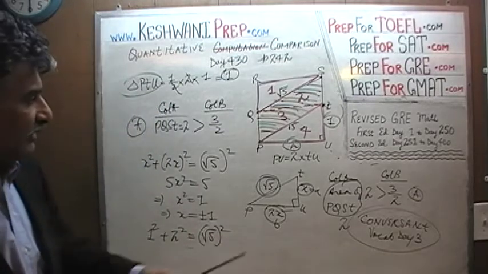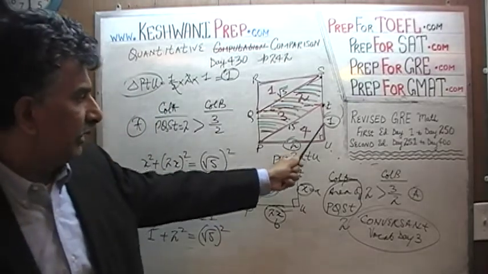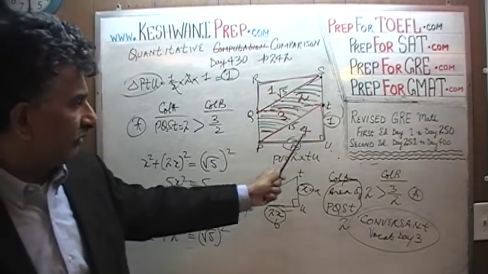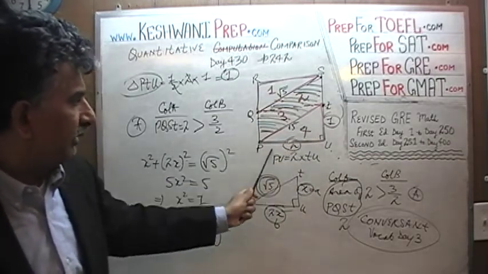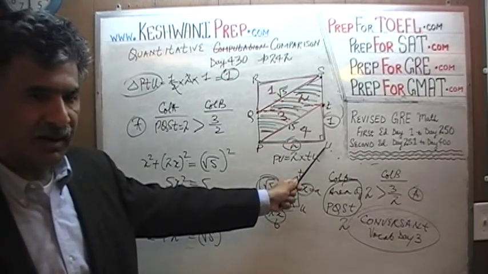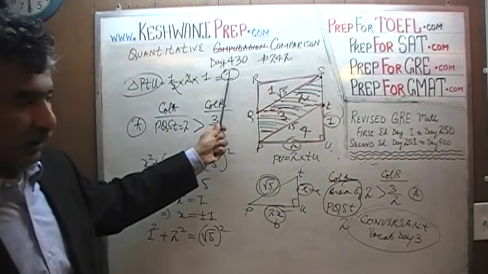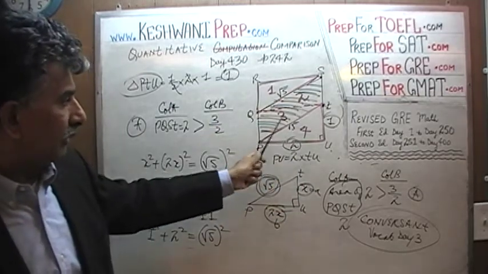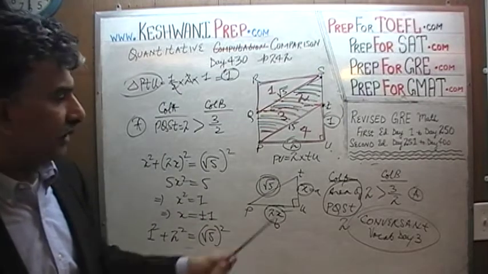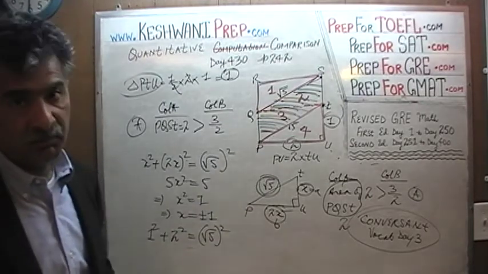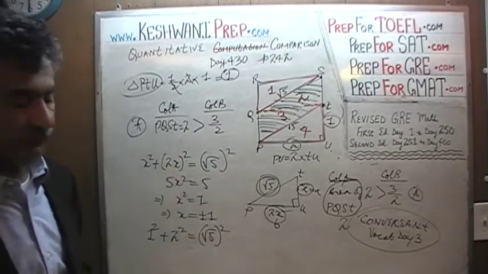And some people might actually see that right away. If this is root 5, then this would have to be 1 and this would have to be 2. And if this is 1 and this is 2, then the area of this triangle, PTU, is simply 1 half base times height, which is 1. And therefore, since there are 4 identical triangles, the area of the shaded region must be 1 plus 1, 2, which is more than 3 halves.